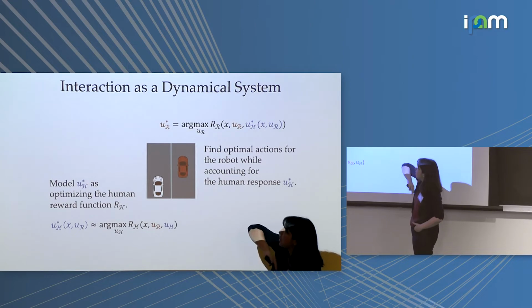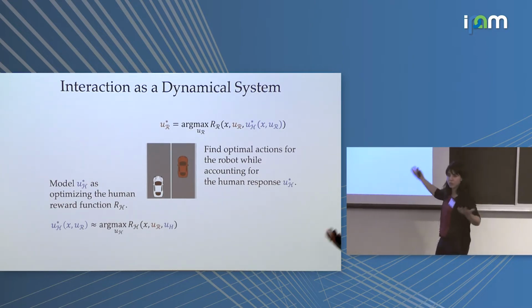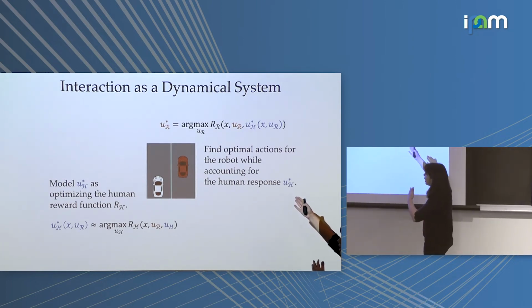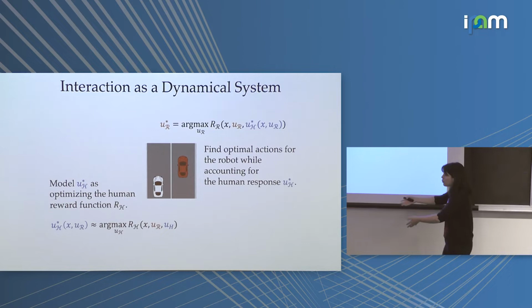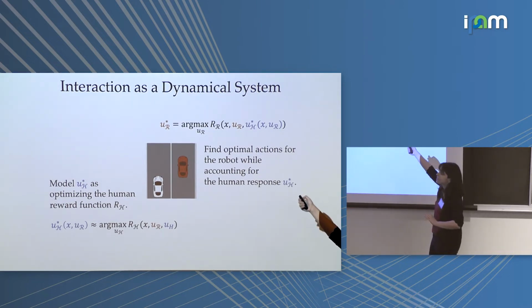The actions of that autonomous car should be UR star, which is a maximizer of a reward function or some sort of objective of the autonomous car. And that should depend on the actions of the autonomous car. But it should also depend on what the human does, right? Again, theory of mind. It should depend on what the human does. And that's kind of this term here.